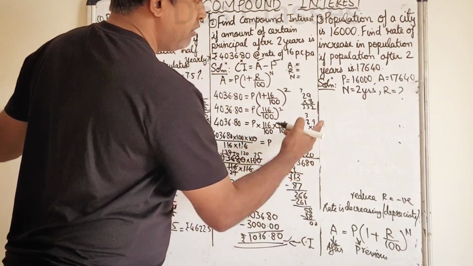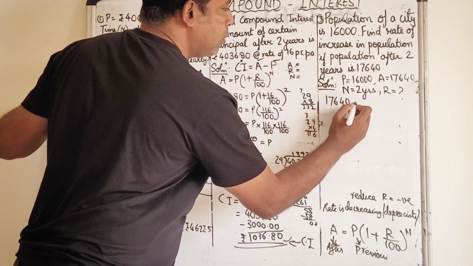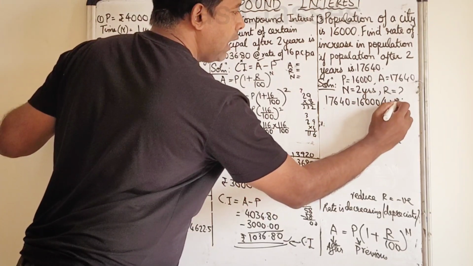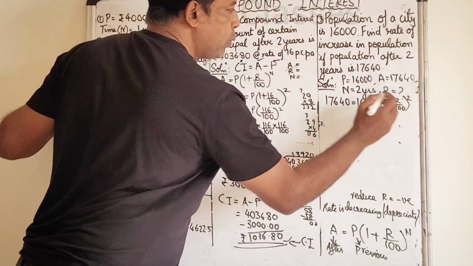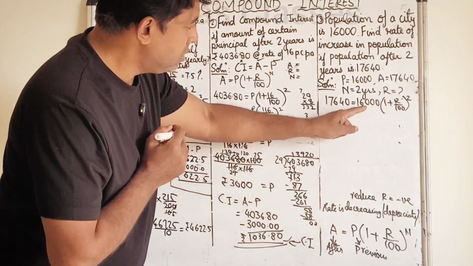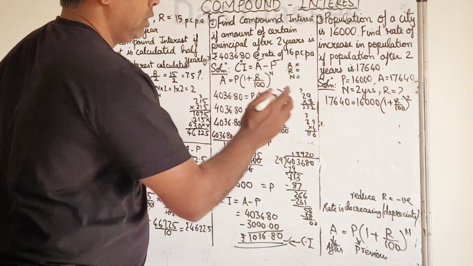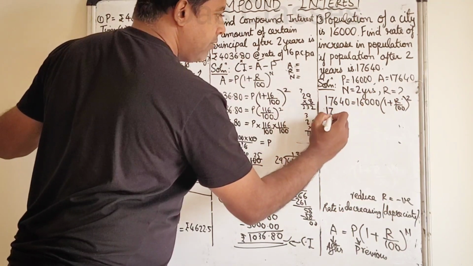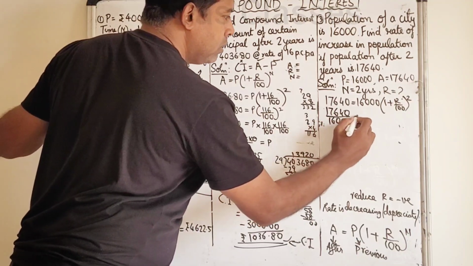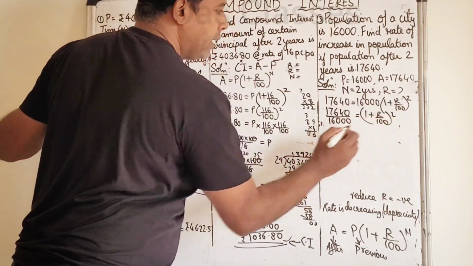So let's substitute in the formula. A is 17640, P is 16000, (1 + R/100), and N is given to us as 2. I've just substituted in the formula. So this is a multiplication. When it comes to this side, it will become a division. 17640 upon 16000 is equal to (1 + R/100) squared.